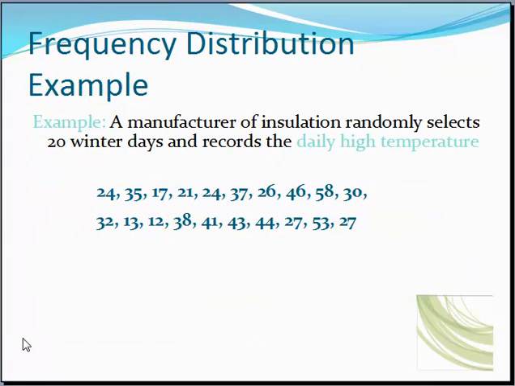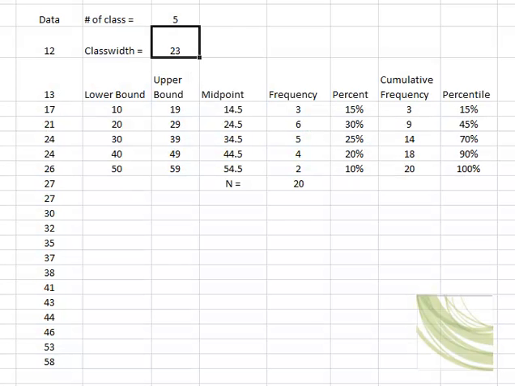Now suppose we have an example that manufacturers of insulation randomly select 20 winter days and record the daily high temperature. So here is the data. Now, as what we learned before, we convert those data into numerical data and put it in Excel. So now here is Excel. So we have the data 12, 13, 17, 21 up to 58. So we have 20 data here.